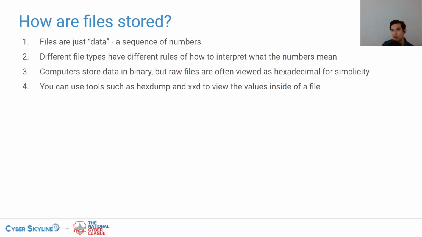Within each one of those segments of the file, there are different protocols, different file types, which explain how to interpret the numbers that comprise the file. Everything's a number, and it's just a matter of, can I convert this number into text? Can I convert this number into a pixel color? The file type dictates how to convert the number into something usable.